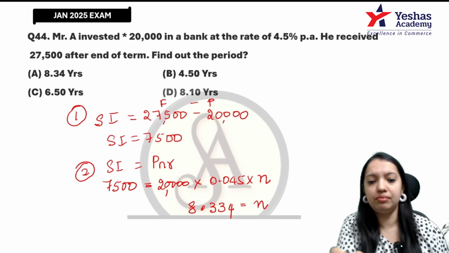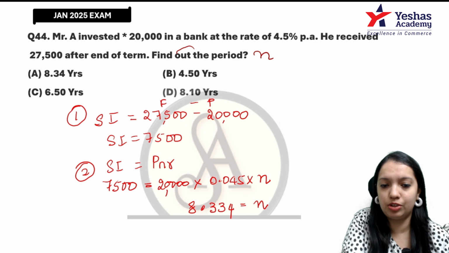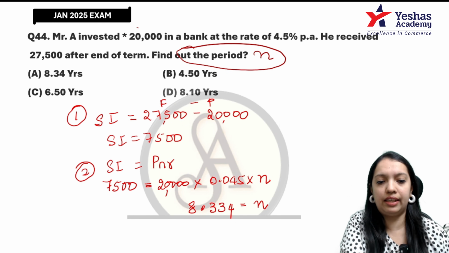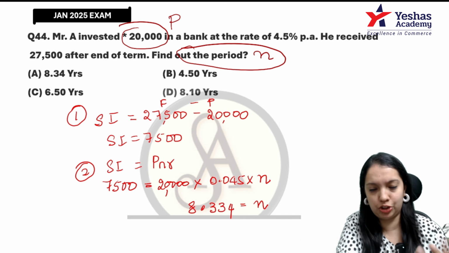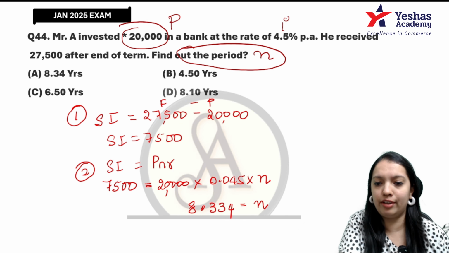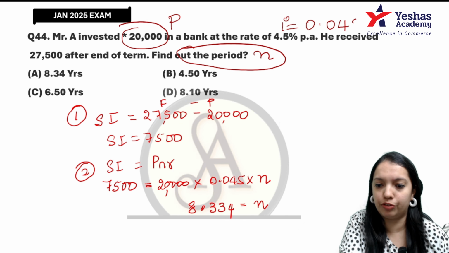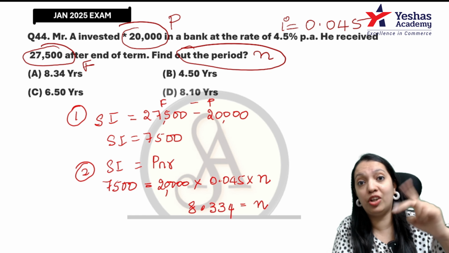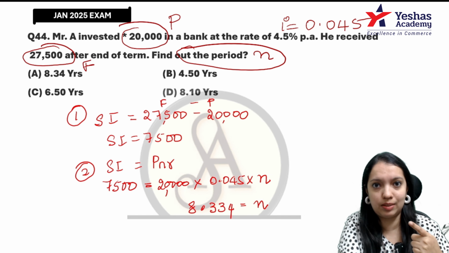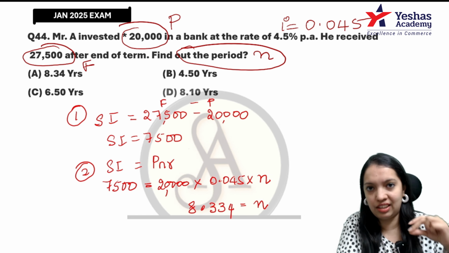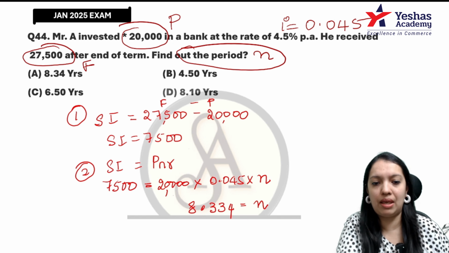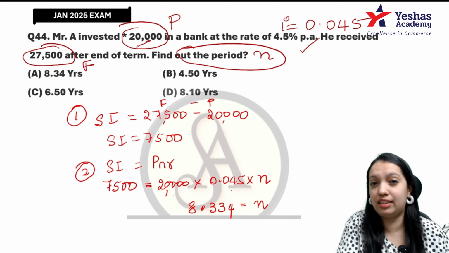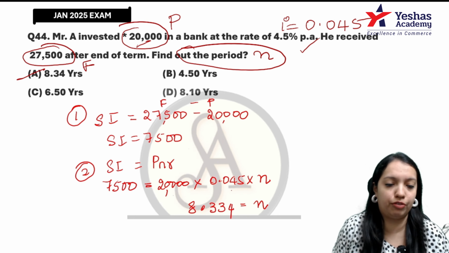Next question, find out the period. That means they are asking you to calculate N. Mr. A invested 20,000 in the bank, which is the P value, at 4.5%, so I is 0.045. He received 27,500. This is the future value. How do you calculate simple interest? Future value minus principal, it becomes 7,500. Now apply the PNR formula. P value 20,000, R value 4.5%, N value is 8.334 years, which is 8.34 years.